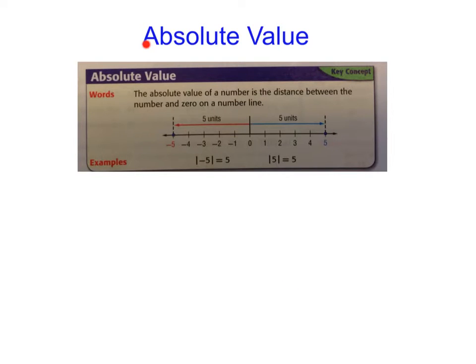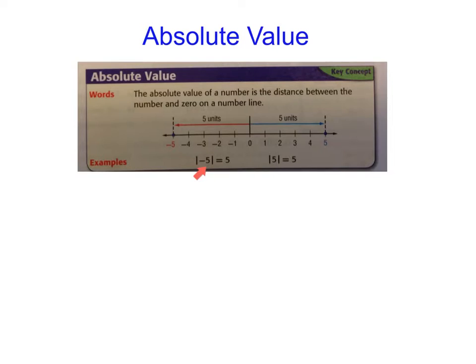Today we're going to be talking about absolute value. An absolute value is how far a number is away from 0. So if we take a look at negative 5, okay, negative 5 on this number line is 1, 2, 3, 4, 5 units or 5 numbers away from 0. So to write that, we write it just like this. We write these up and down lines. That means the absolute value.